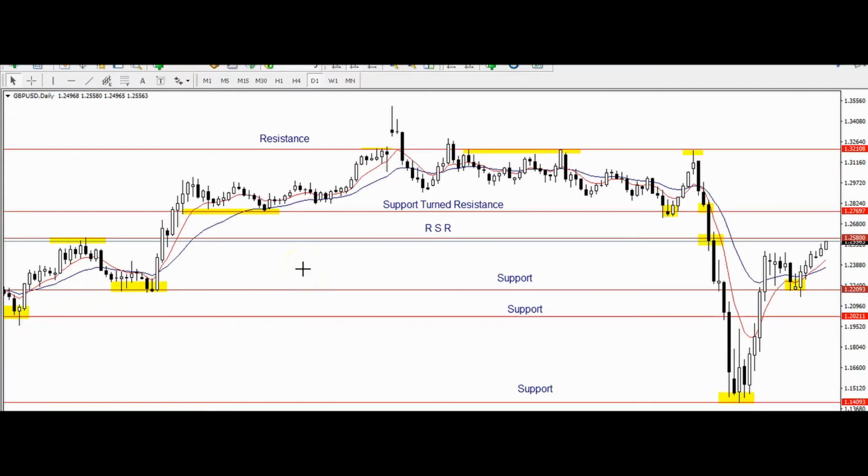Here we have the British pound US dollar. Bias in this pair is bearish. We have resistance up here at 132.108 thereabouts. We have longer term resistance here at 127.697 or thereabouts, and here at 125.800.